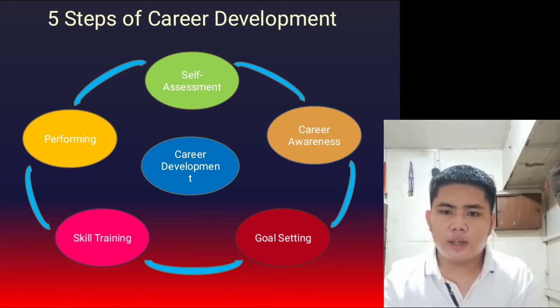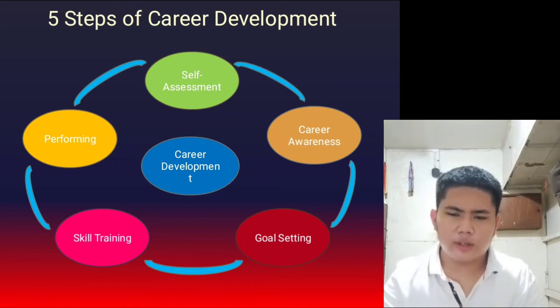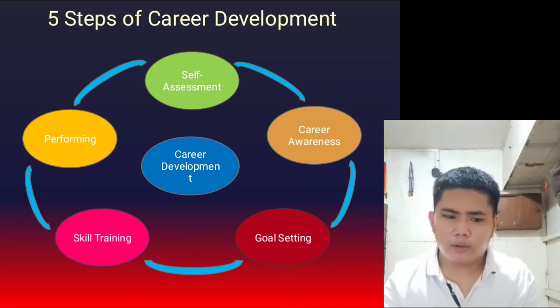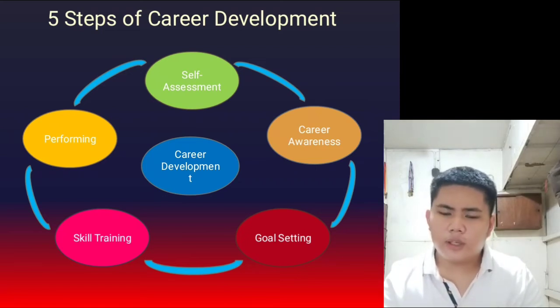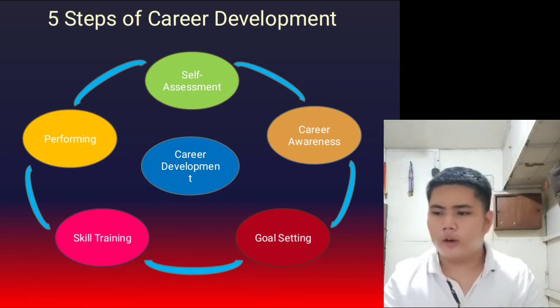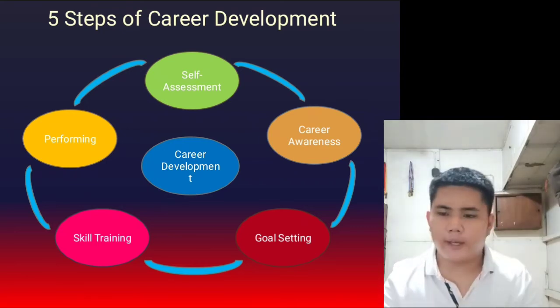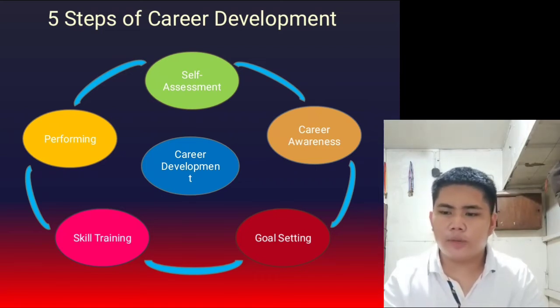Fourth is skill training. Once the career and goals are set, one needs to acquire the right skills to achieve the growth. And skill training can be done through self-training or joining a structured training program online or offline. And the last is performing.